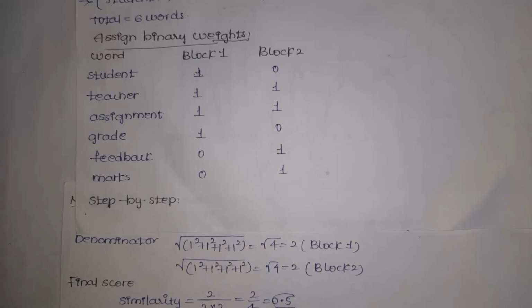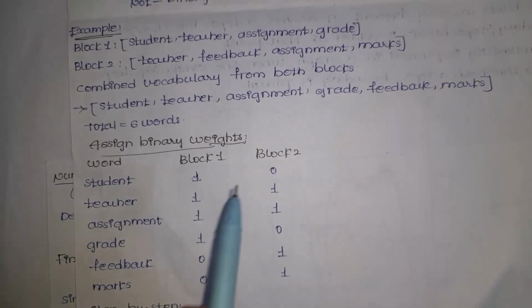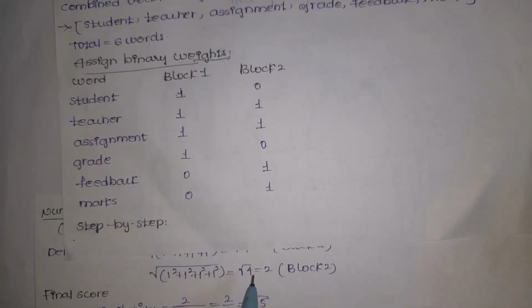And similarly, next we need to calculate under root whole square for block 2. So under root 0 square plus 1 square plus 1 square plus 0 square plus 1 square plus 1 square. Total there are 1, 2, 3, 4 ones. So that is root 4, that equals 2.